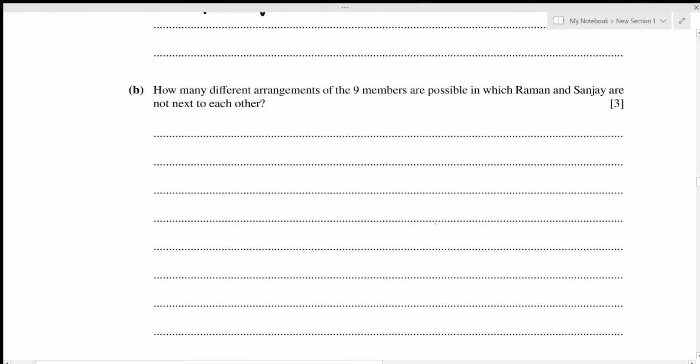Now for the second part, how many different arrangements of the 9 members are possible in which Raman and Sanjay are not next to each other? Whenever we're looking at a case when they are not next to each other, it is easier to first figure out the number of possible arrangements when the 2 required people are next to each other, and subtract it from the total number of arrangements without any restrictions. So in this case, let's just figure out the total number of arrangements without any restrictions first.